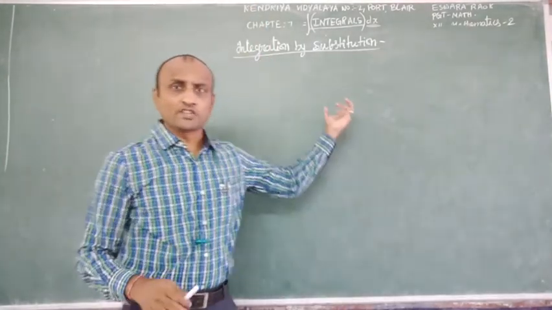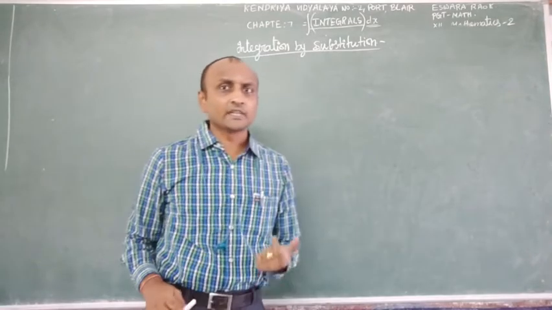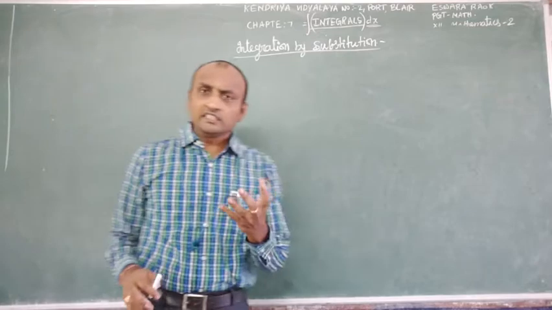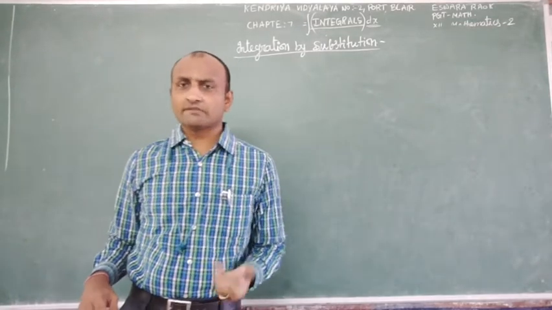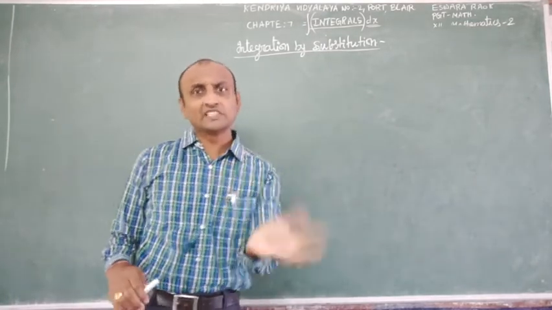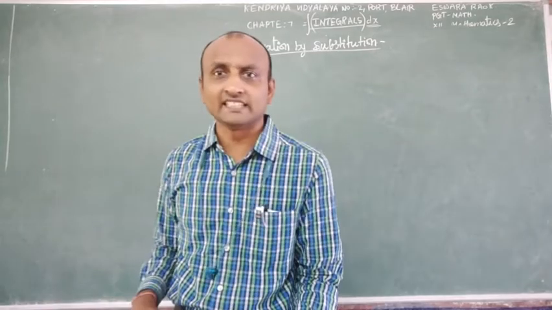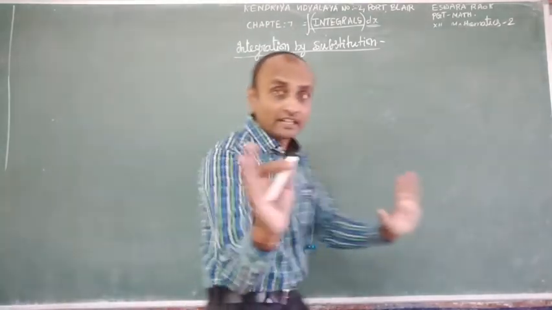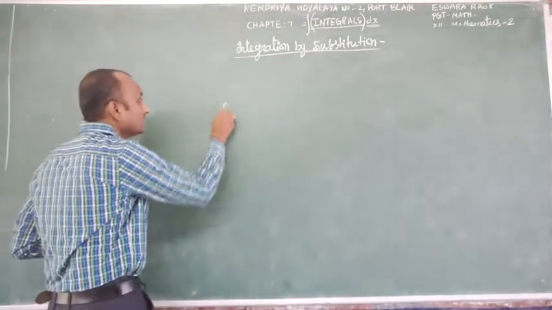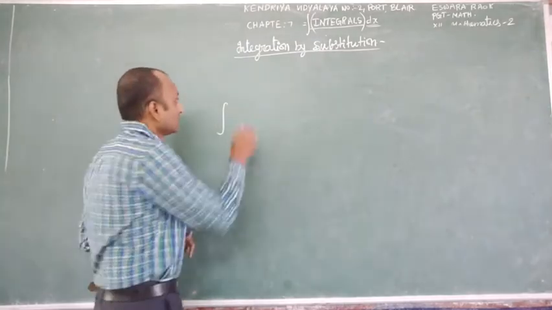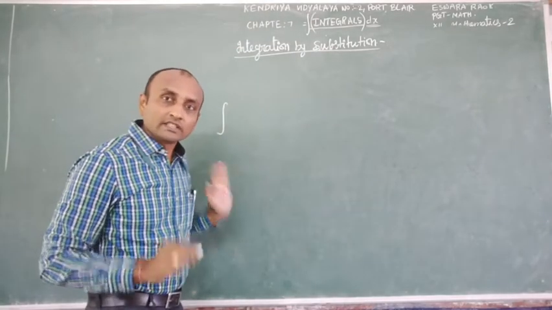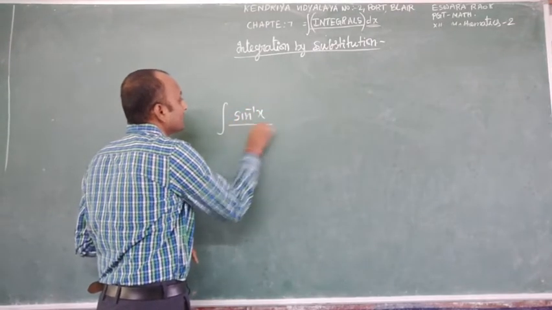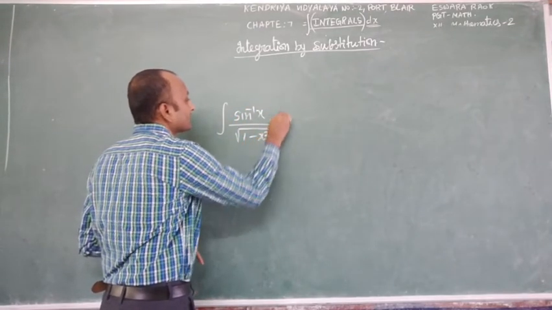Right, next, integration by substitution method. How to do that? What is the meaning of that? Here the thing is, direct integration may not be possible. After taking some expression as something else, by t or by y or by z, we may be able to do the integration. For example, see one example and you will understand it properly. The integral is sine inverse x by root over 1 minus x square, into dx.